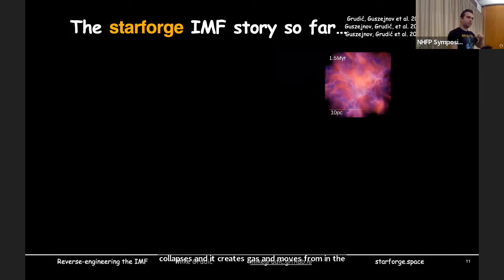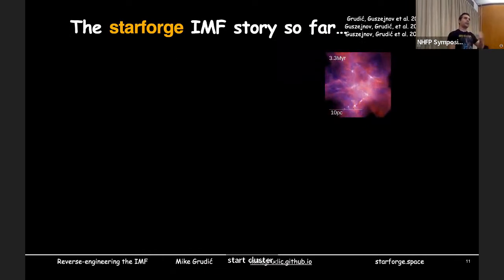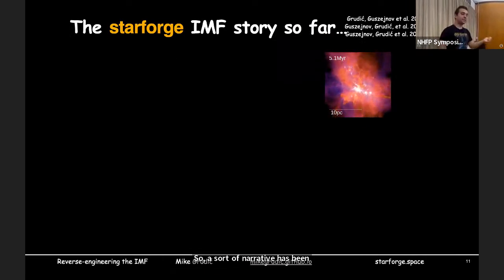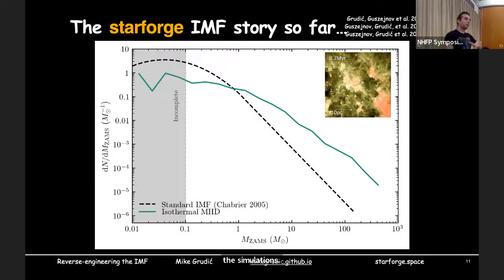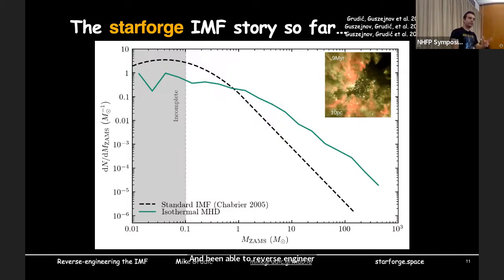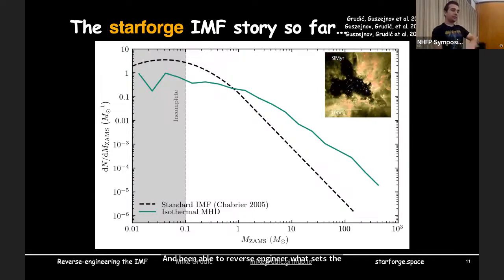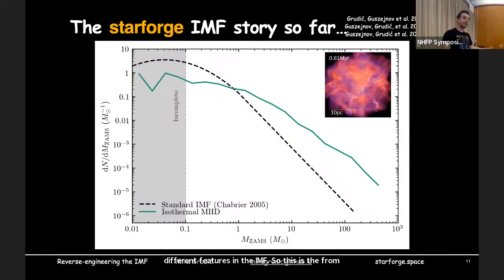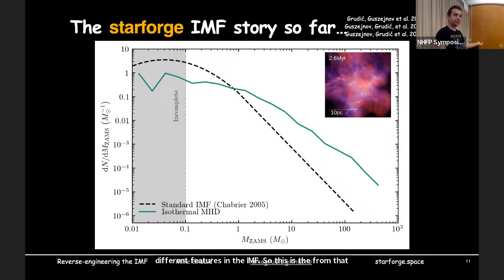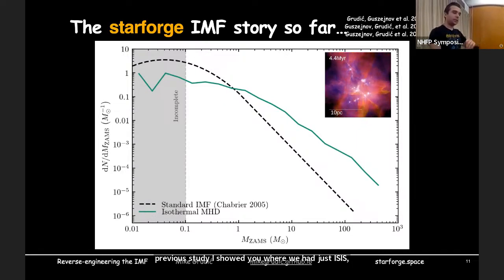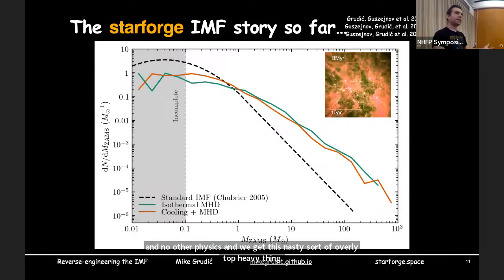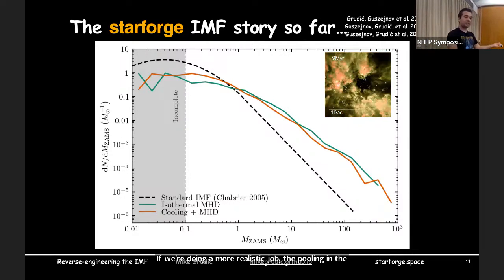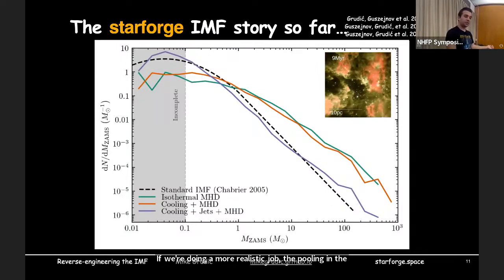So a narrative has been emerging for how the IMF works. We've basically varied the different physics in the simulations and been able to reverse engineer what sets the different features in the IMF. So this is from that previous study I showed you, where we had just isothermal MHD and no other physics. And we get this nasty overly top-heavy thing. If we do a more realistic job of the cooling and the chemistry physics, then it's basically the same thing, perhaps even worse.